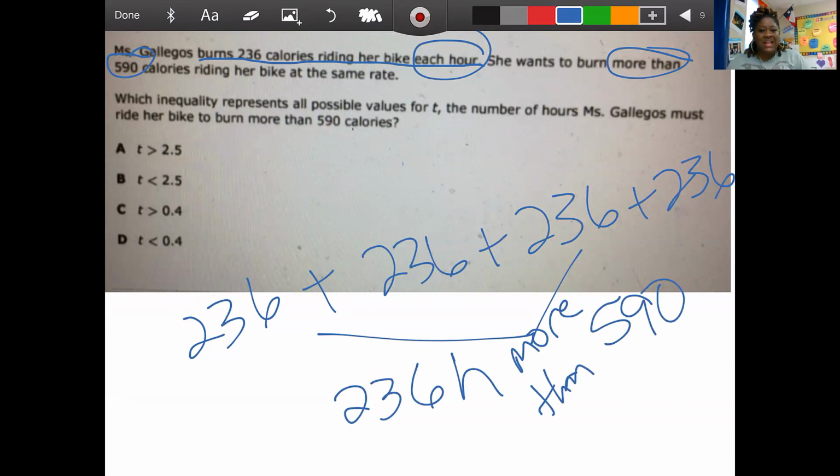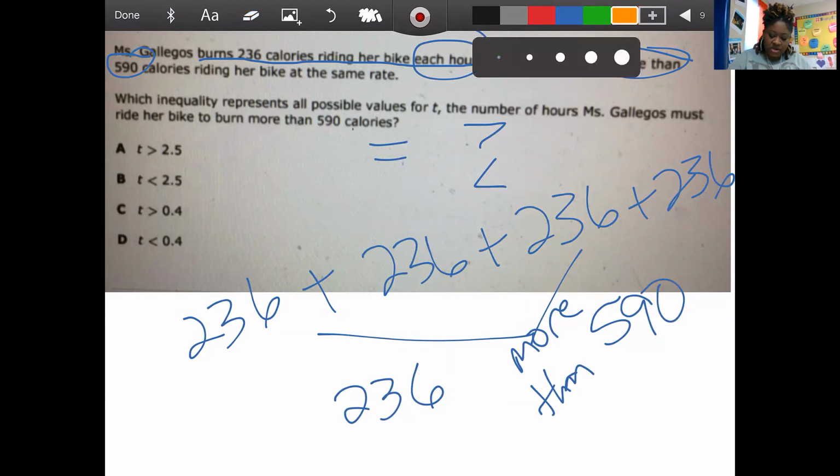Okay, if the total calories has to be more than 590, it doesn't say equal. It's either more than, greater than, or less than. So which one is correct? If the mouth is pointing towards a number, that means that it's bigger. So if it has to be more than 590, make sure you point your mouth in the correct direction. And then you're just gonna solve for, oh, they put a T. So instead of the H, you're gonna solve for T. And you should know how to solve for an unknown variable, okay?